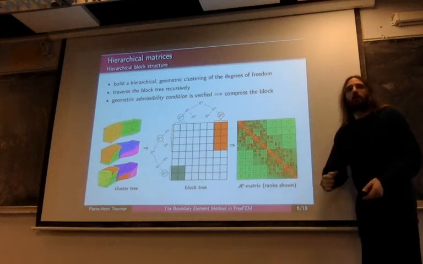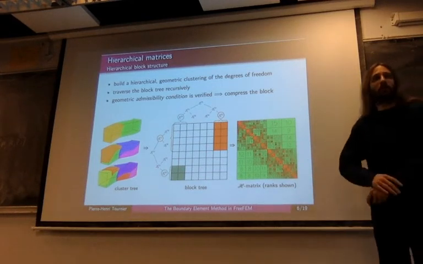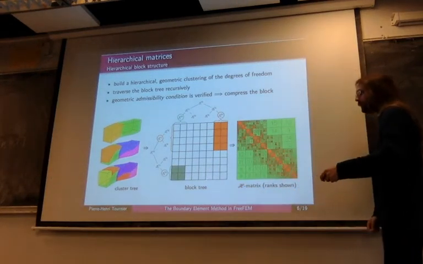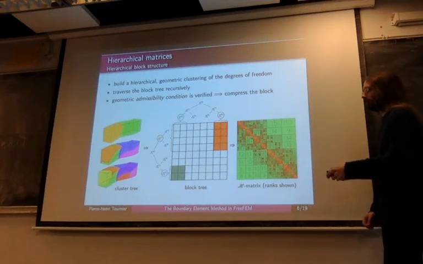So usually in them you have the same, right? You have a symmetric matrix and you have only one mesh. So this cluster P is the same as this one. And now you need to compute the block tree, which is the interaction between the two cluster trees, right?